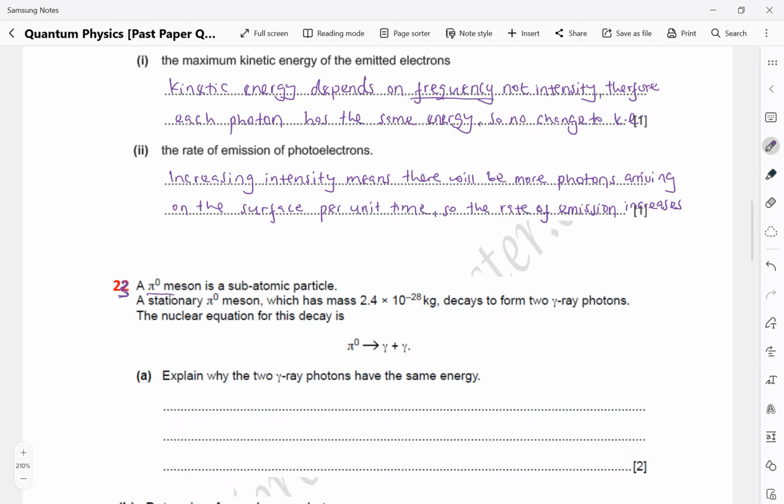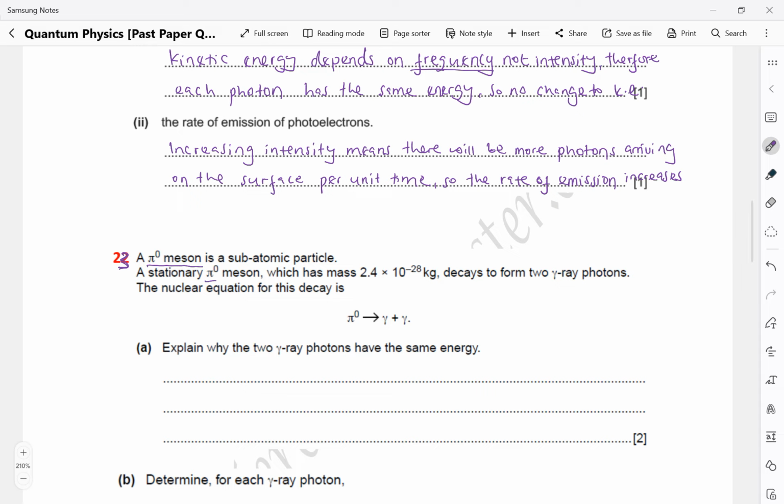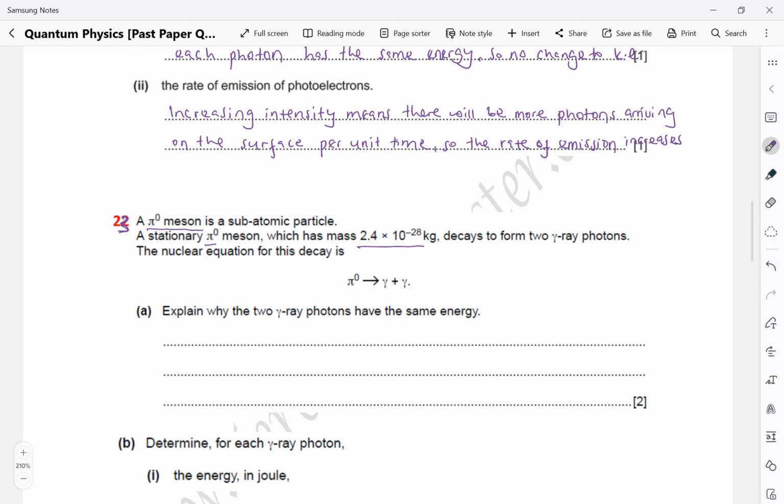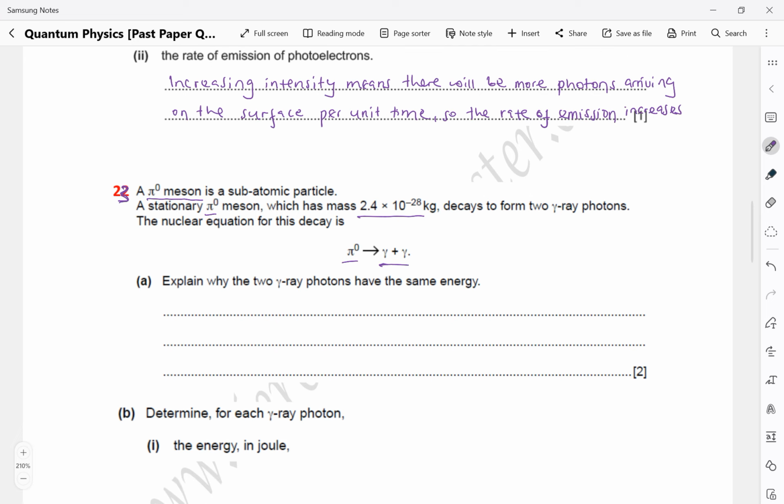23. A pi-zero meson is a subatomic particle. A stationary pi-zero meson, which has a mass of 2.4 times 10 to the power minus 28 kilograms, decays to form 2 gamma ray photons. The nuclear equation for this decay is pi-zero giving us 2 gamma photons. Explain why the 2 gamma ray photons have the same energy. Of course, remember, energy of a photon is equal to momentum times c.